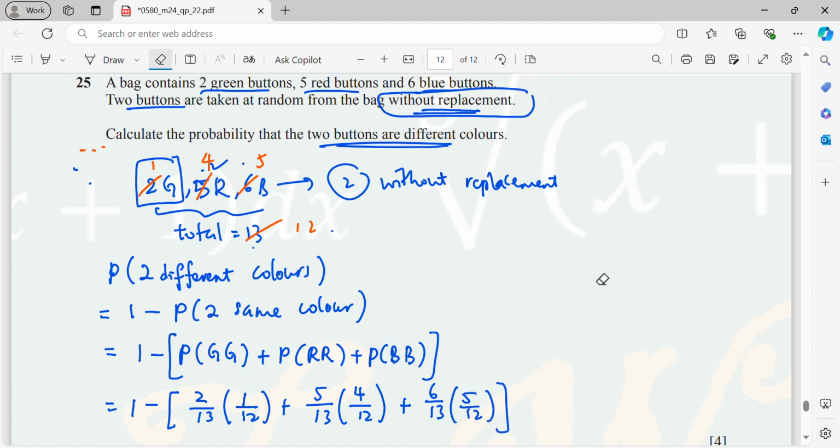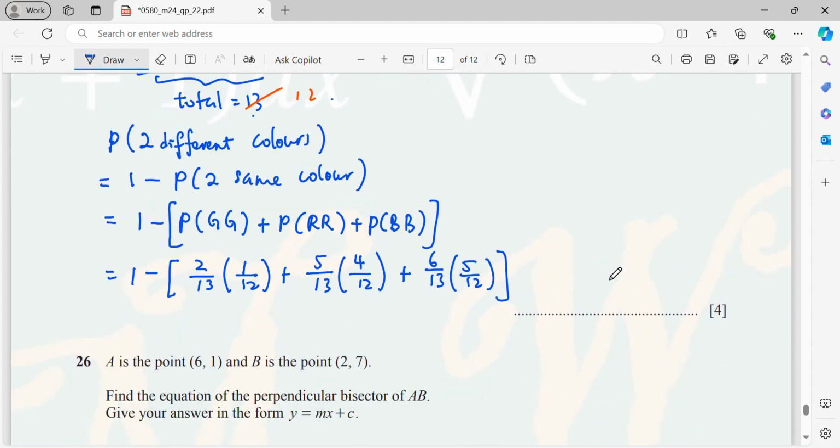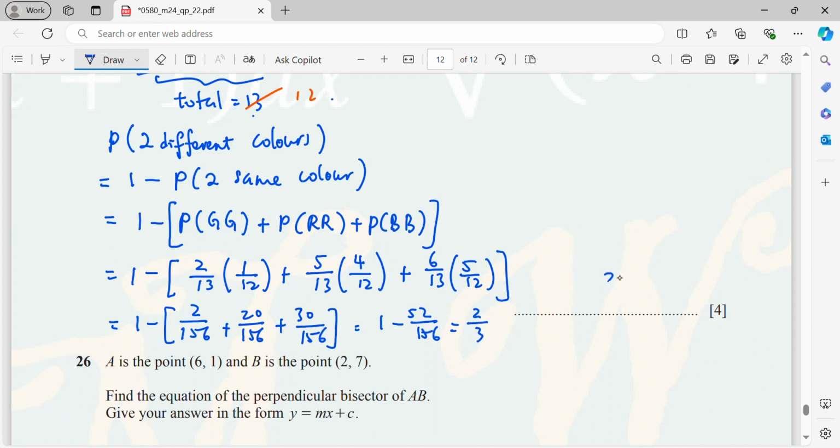Okay, this is how I get the probability of getting both the same color. Right? So when you calculate, it will be 1 minus 2 over 156 plus 20 over 156 plus 30 over 156. So this is going to be 1 minus 52 over 156, and the final answer, when I round up, will be 2 over 3. So the probability is 2 over 3 to get 2 different colors.